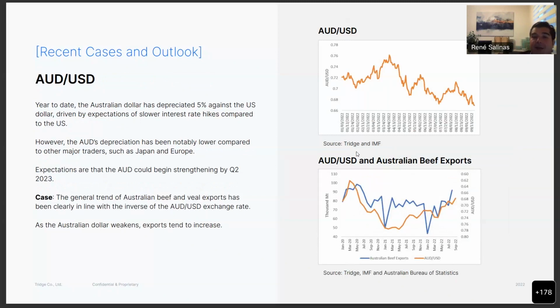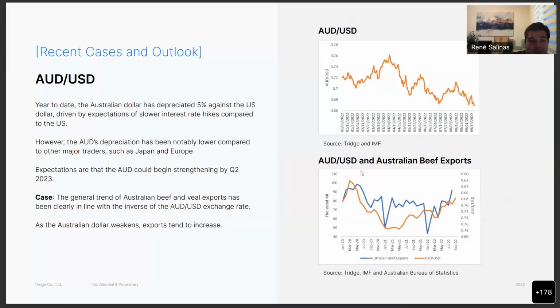Now let's talk about the Australian dollar. Year to date, it has depreciated 5% against the US dollar, driven by expectations of slower interest rate hikes compared to the US. However, the Aussie's depreciation has been notably lower compared to other major traders, which we just saw, such as Japan and Europe. So expectations are that the Australian dollar could begin recovering by Q2 2023.